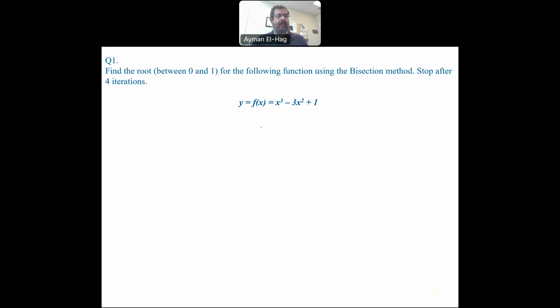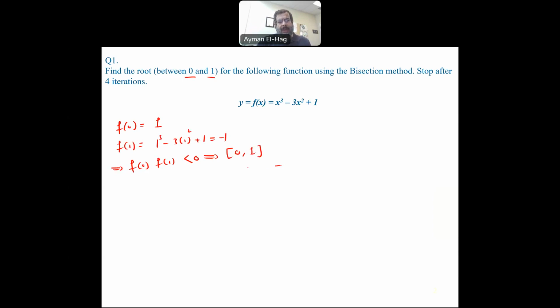We want to find one root of this function, and we are told that it is between 0 and 1, and then we need to stop after 4 iterations. So first of all, let's make sure that our root does exist between 0 and 1. So let me find f of 0, which is equal to basically 1, and f of 1 will equal 1 cubed minus 3 times 1 squared plus 1, and this will give me minus 1. So then f of 0 times f of 1 is less than 0. So indeed, there is a solution between 0 and 1.